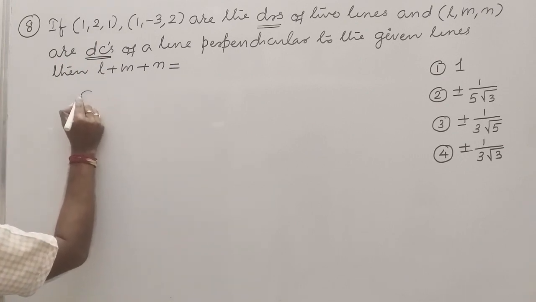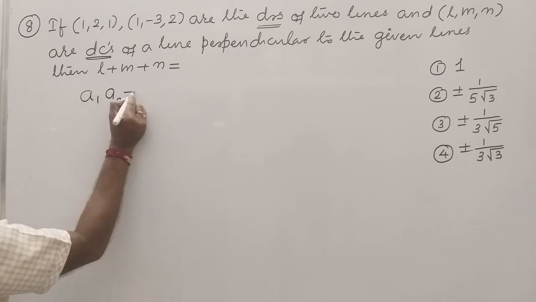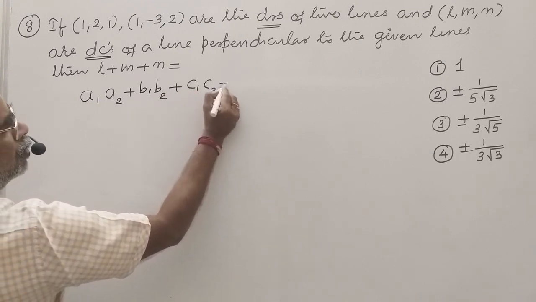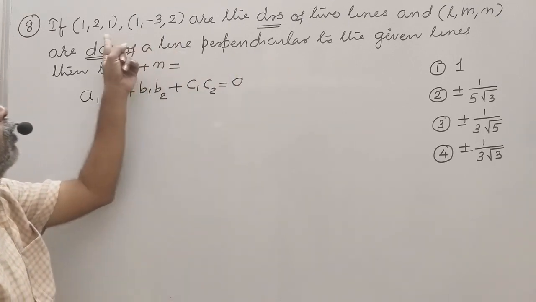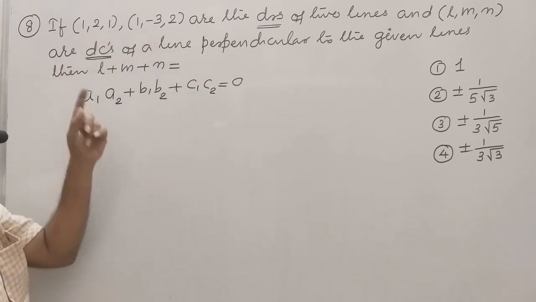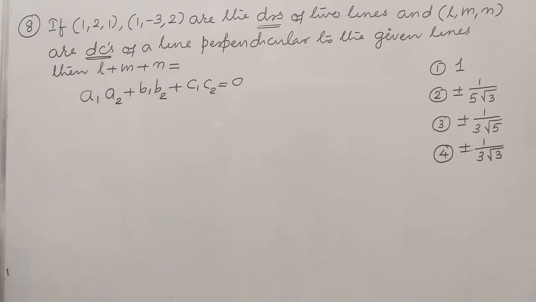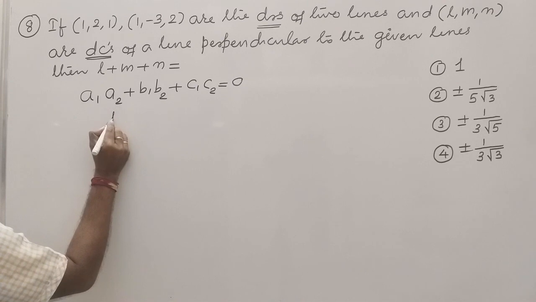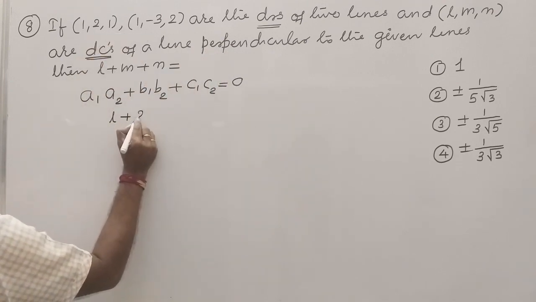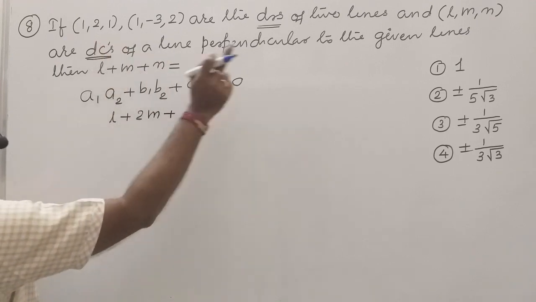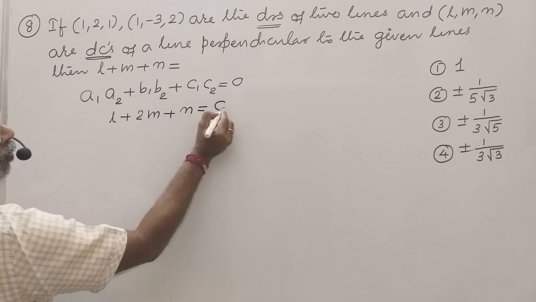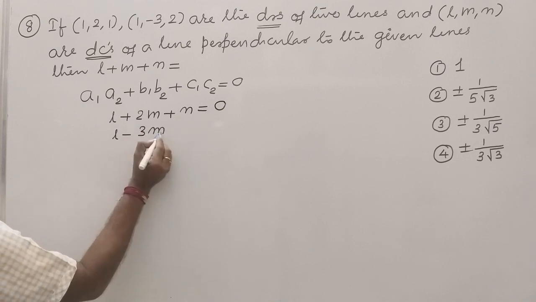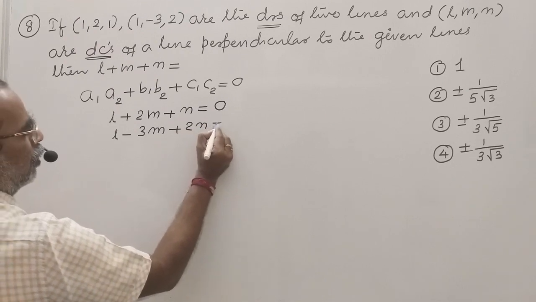If two lines are perpendicular to each other, then they satisfy the condition A1 A2 plus B1 B2 plus C1 C2 equal to 0. The third line is perpendicular to both the given two lines. Therefore, that satisfies this condition. So taking first line and that line, if I apply this, L1 L2 is L, M1 M2 is 2M, N1 N2, 1 into N is N, equal to 0. That line is also perpendicular to this. If I apply the condition, 1 minus 3m plus 2n equal to 0.